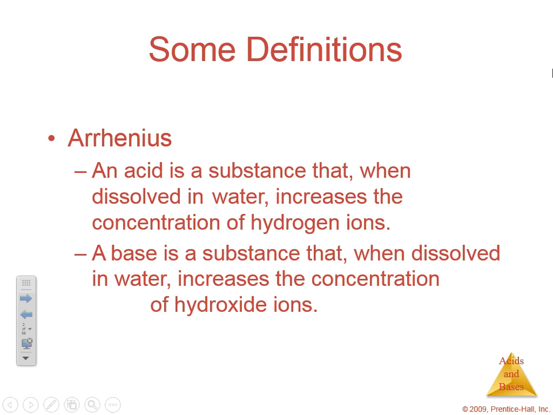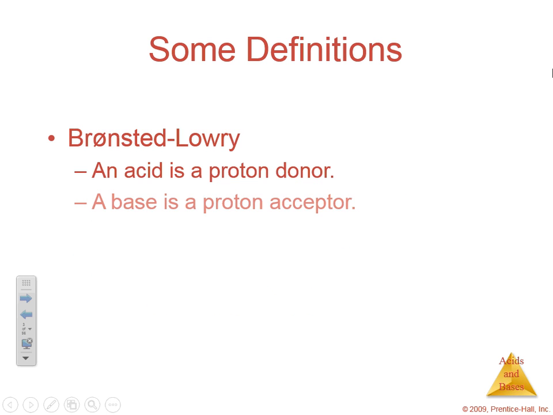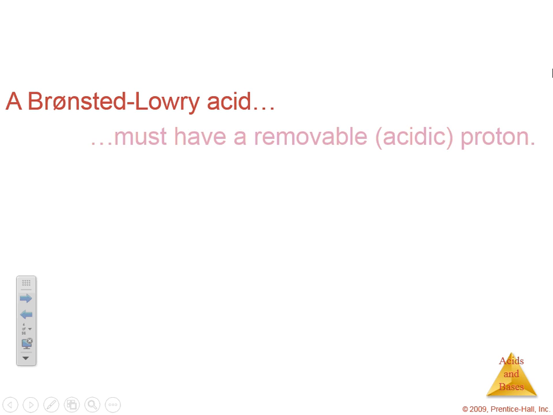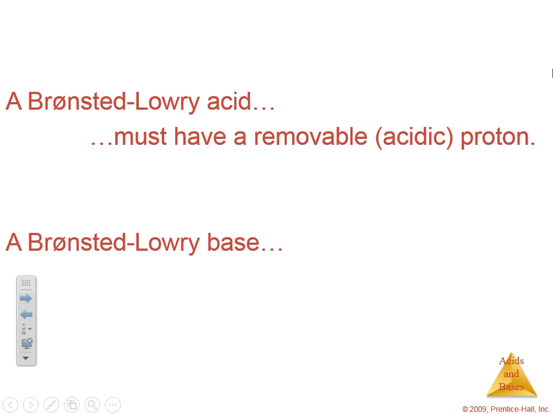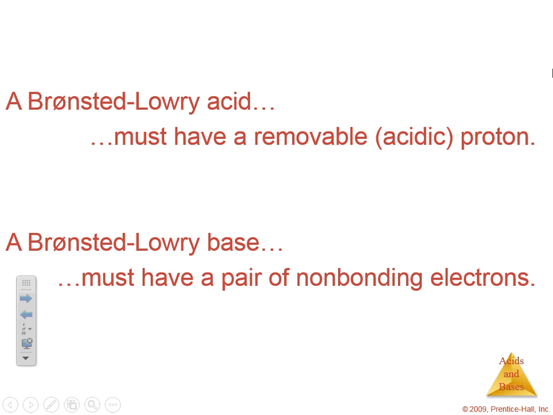So just refreshing yourself on what acids and bases are. Now, there's Arrhenius, and there's also Bronsted-Lowry. A Bronsted-Lowry acid is a proton donor. That means it's giving a positive charge typically. Sometimes it's hydrogen, but it's not always hydrogen. And a base is a proton acceptor. To be a Bronsted-Lowry acid, you have to have a removable proton, and to be a Bronsted-Lowry base, you have to have a pair of non-bonding electrons, which is what we described as a married couple.